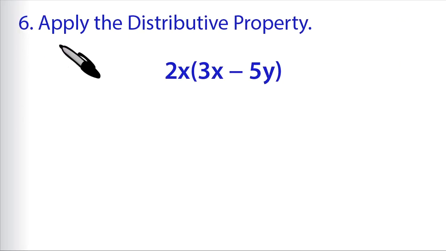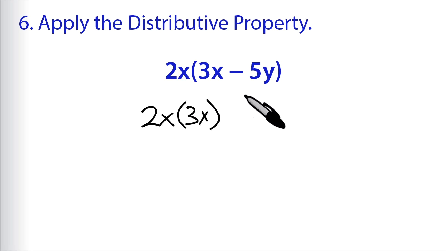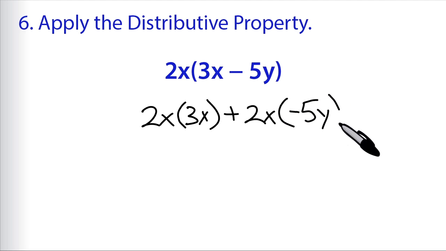For problem 6, we need to apply the distributive property, and we're given 2x times the group 3x minus 5y. So it looks a little more complicated because the factor out front is a number and a variable, but the rules work out just the same. So 2x distributed to the first member of this group is 2x times 3x. And then we have minus here, but remember we should just think of it as plus a negative 5y. So we have plus and then 2x times negative 5y.